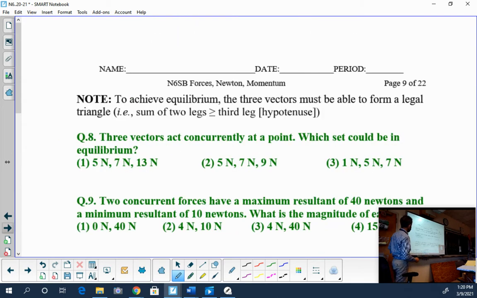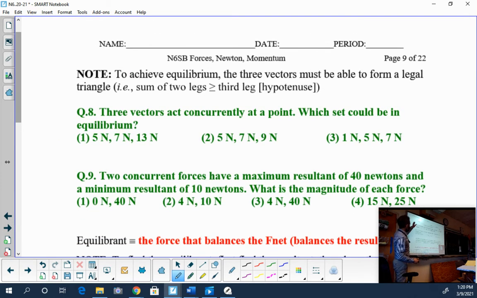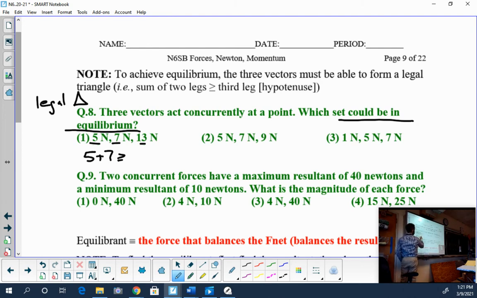All right, let's go on to the next page. This is the same business up here we just talked about. Same deal. Question 8. Which could be in equilibrium? So as soon as you see could be equilibrium, you say, oh, I want a legal triangle. That's what I'm looking for, a legal triangle. That's it. So legal triangle, let's see. Is 5 plus 7 greater than or equal to 13? No, 5 plus 7 is 12. So no, you cannot have equilibrium here. We want equilibrium, so this is not the right answer.